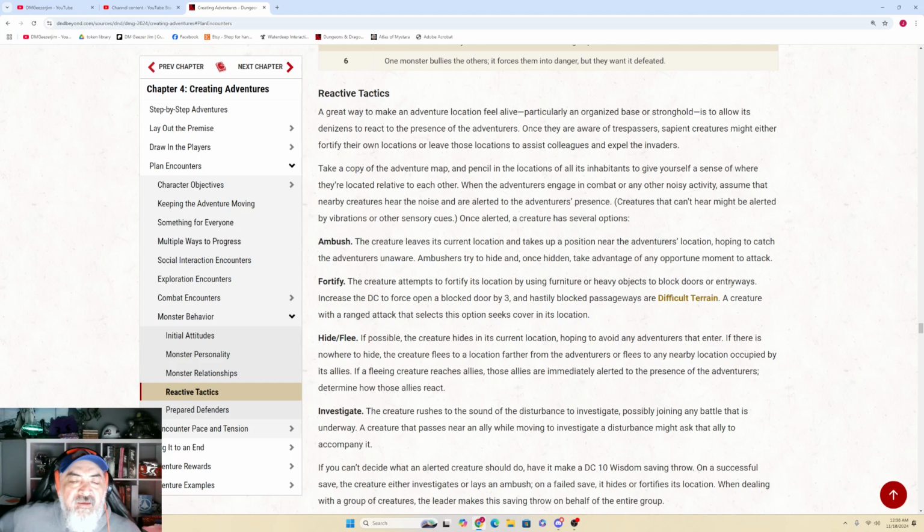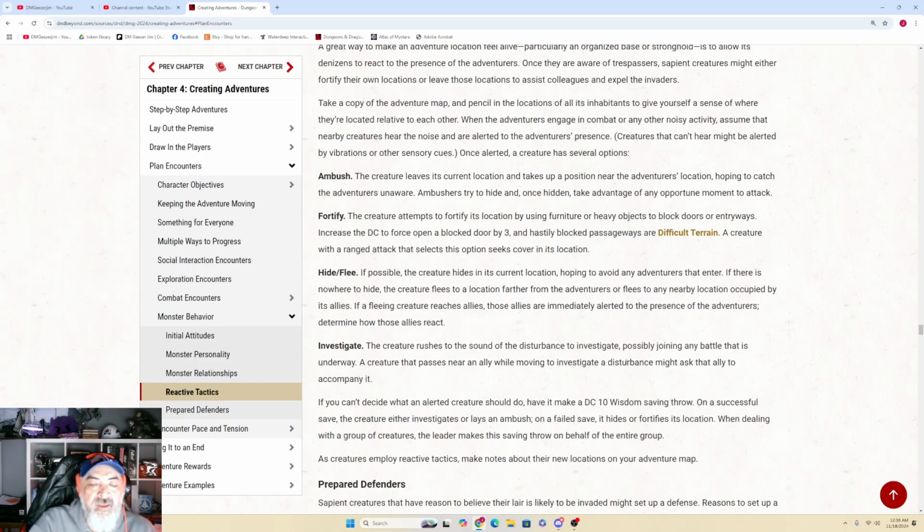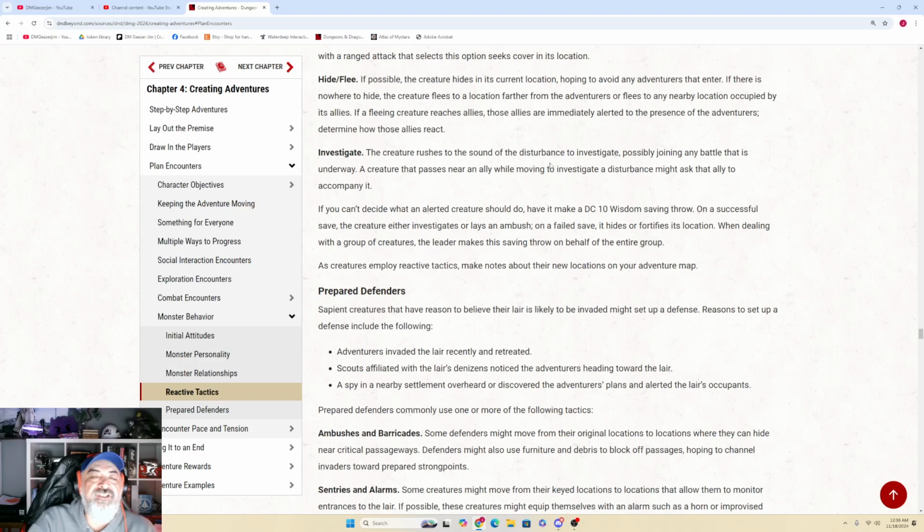Hide or flee. If possible, the creature hides in its current location, hoping to avoid any adventurers that enter. If there is nowhere to hide, the creature flees to a location farther from the adventurers or flees to any nearby location occupied by its allies. If a fleeing creature reaches allies, those allies are immediately alerted to the presence of the adventurers. Determine how those allies react. Investigate. The creature rushes to the sound of the disturbance to investigate, possibly joining any battle that is underway. A creature that passes near an ally while moving to investigate a disturbance might ask that ally to accompany it.